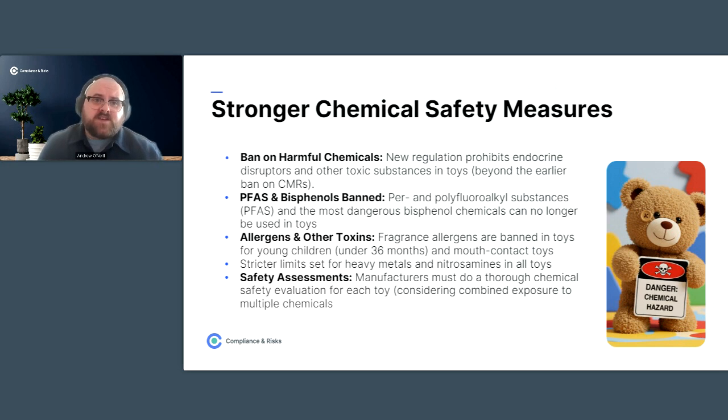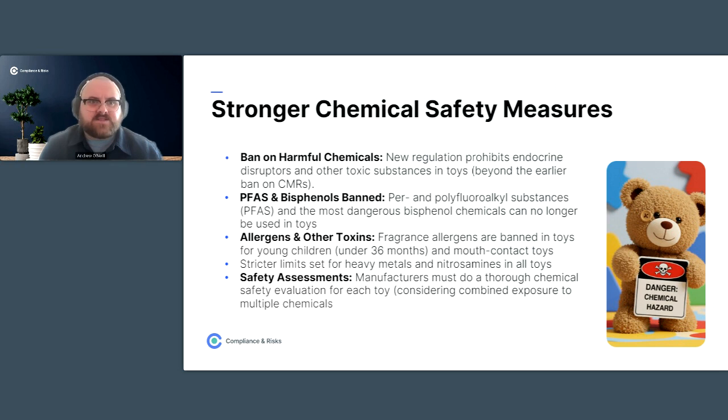So one of the biggest changes is the strengthening of the chemical safety requirements for toys. The EU already banned toys from containing substances that are carcinogenic, mutagenic, or toxic for reproduction. These are CMRs for short. Now they are going further. The new rules ban an expanded list of dangerous chemicals. This includes any chemicals known as endocrine disruptors, which can interfere with hormone systems. These can affect children's growth and development, so now they're explicitly forbidden in toys.